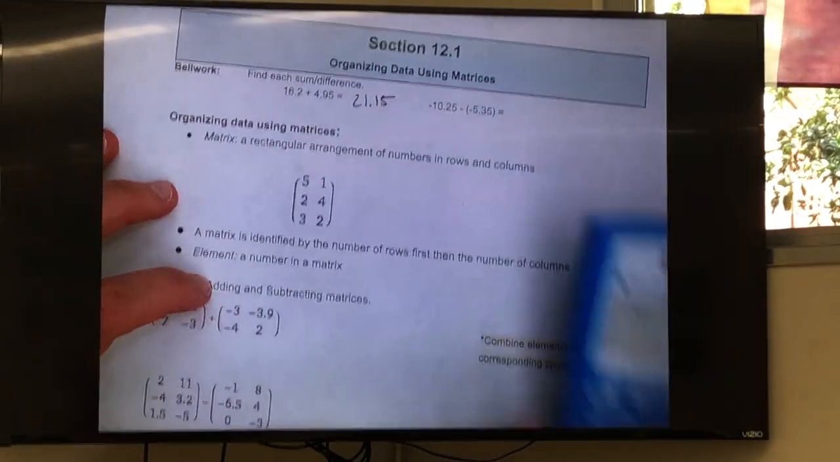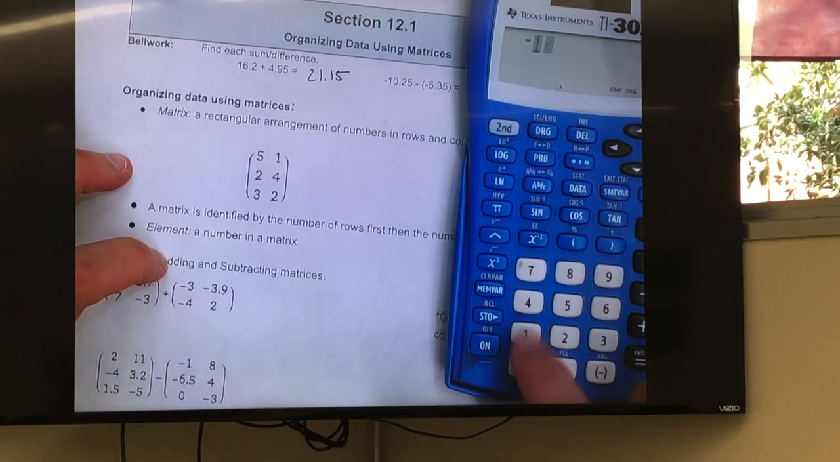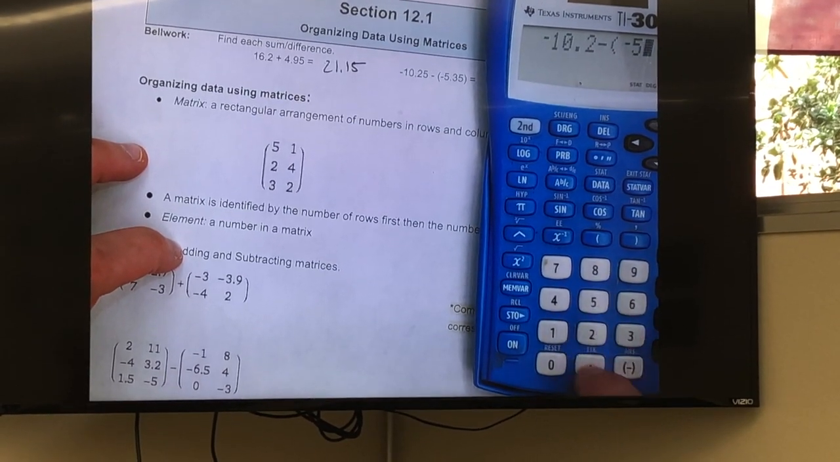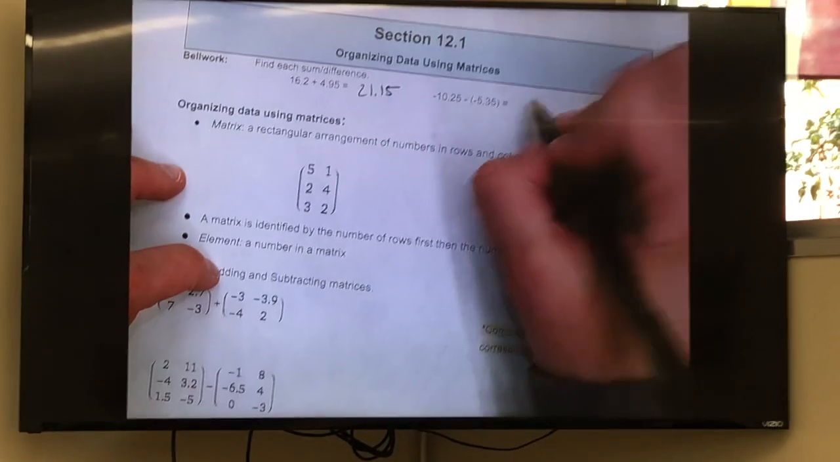Same thing here. This is a difference. You're subtracting. Again, type it in just as it looks. Negative 10.25 minus, parentheses, negative 5.35. Put it in the calculator. I get negative 4.85.